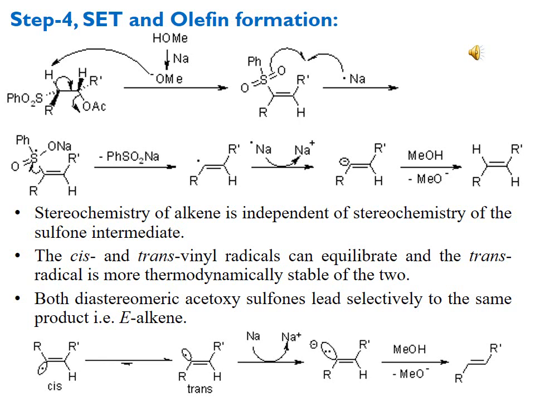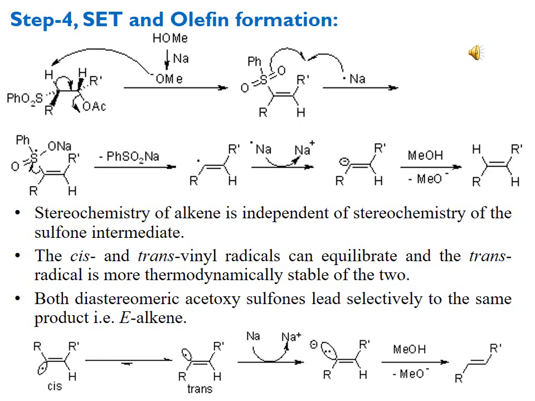With this we get an alkene on which two R groups and two hydrogens are present, and the methanol molecule is converted into methoxide. This negatively charged oxygen is balanced by the sodium ion, which was produced in the last step. I mean here in this slide, sodium radical is converted into sodium ion at the second step. This sodium ion is counterbalancing this methoxide ion.